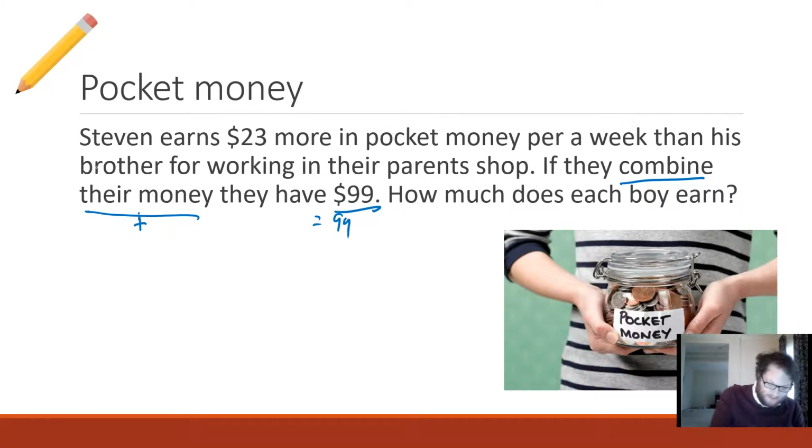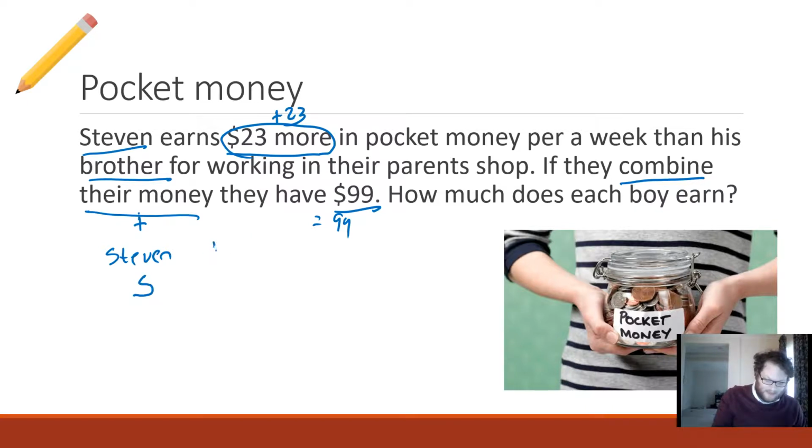We've got two people. We've got Stephen and his younger brother. Stephen earns $23 more. It's plus 23 on the younger brother than his younger brother. So let's start with this. Let's say that Stephen's money that he earns, we're going to call that S.